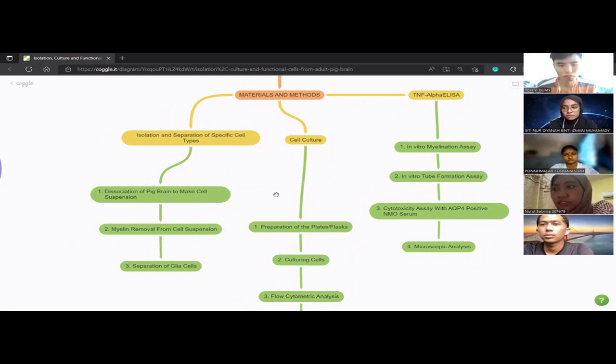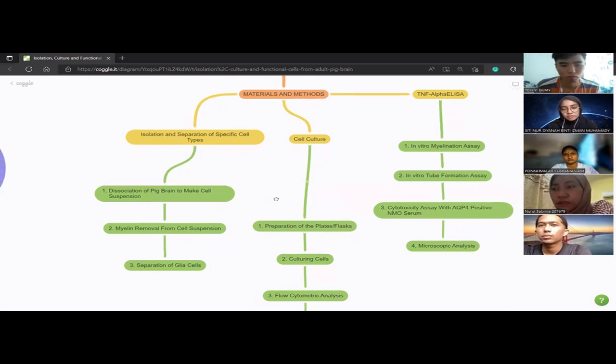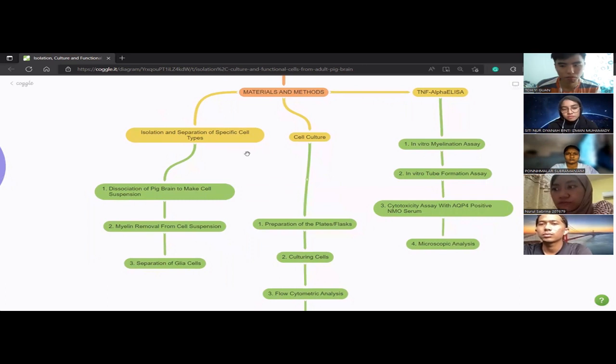The second small part is myelin removal from the cell suspension. Isotonic Percoll, DMEM, and 1x HBSS are needed. The third is for the separation of glia cells. The separation buffer, FcR blocker, magnetically labeled CD11b, and CD31 plus are the materials needed for the separation of glia cells.